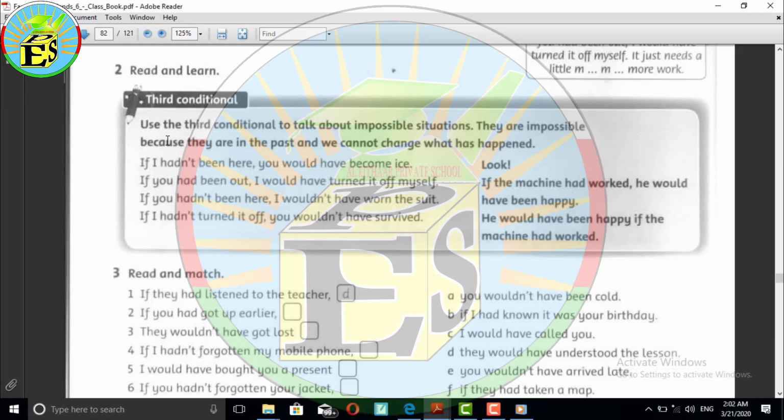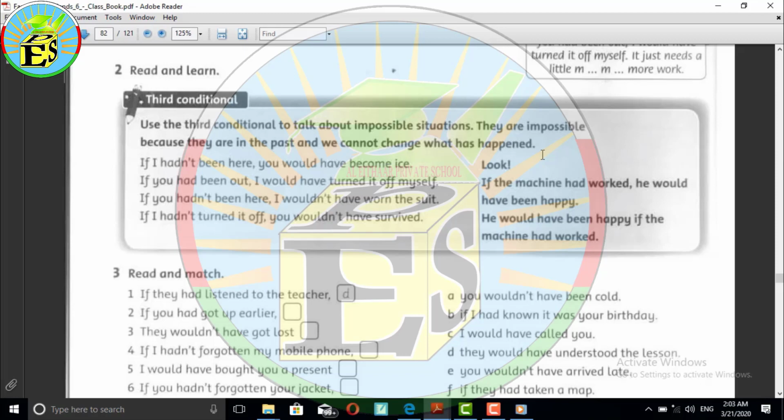Third conditional. Use the third conditional to talk about impossible situations. Anything which is impossible and happened in the past, use the third conditional. They are impossible because they are in the past and we cannot change what has happened. Can anyone change what happened in the past? Really, no. You can't do anything about the past.